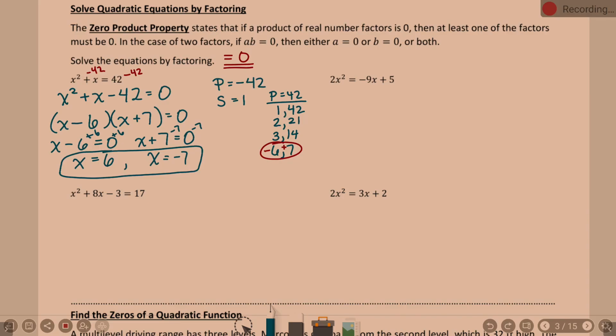Beware, the common mistake is to find our factors and stop. Now, does the solution relate to the factors? Most often it's just the opposite signs, isn't it? And you can use that to your advantage, but make sure you understand the process of setting each part equal to 0. Okay, questions on that one?